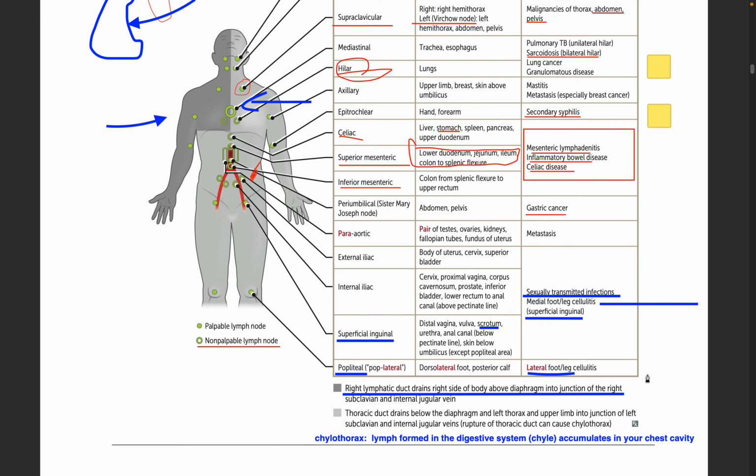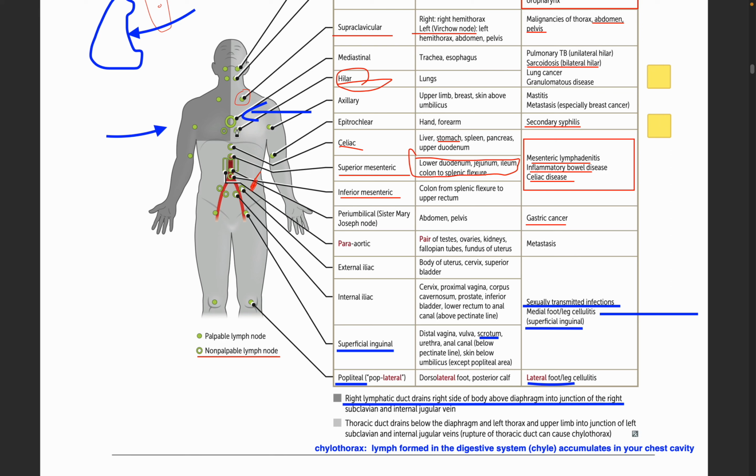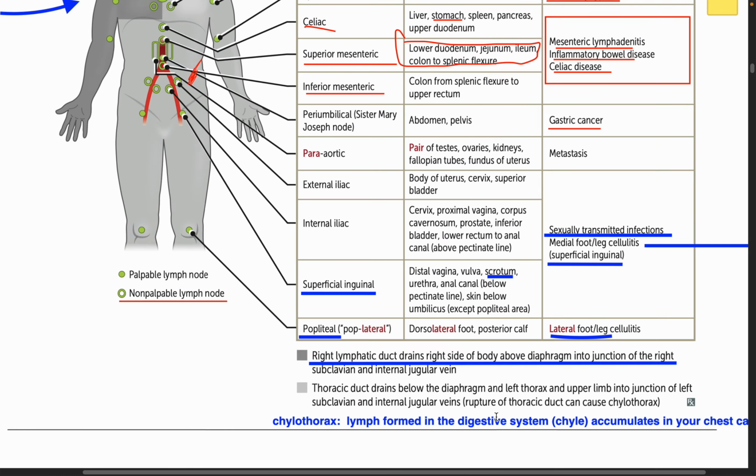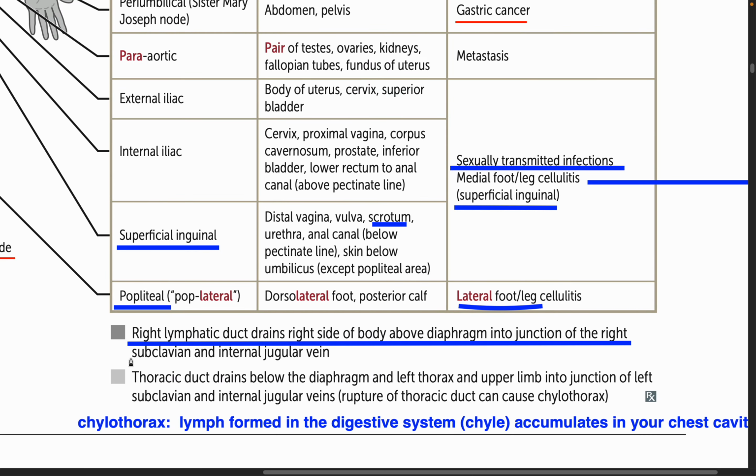Can you see my cursor? Okay, you see it now. This is the dark area, and it is being drained by the right lymphatic duct. Can you see here? Right lymphatic duct. The book says the right lymphatic duct drains the right side of your body above the diaphragm into the junction of the right subclavian and the internal jugular vein. Okay, can you read this for me? I want you to read this, because this is the most important point. Go on. Read this too.